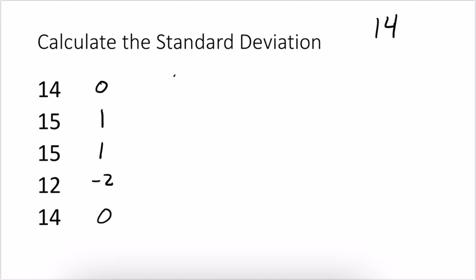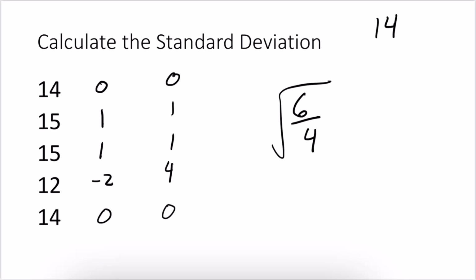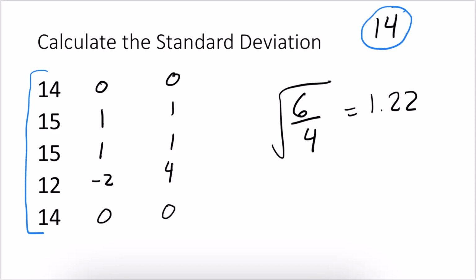When I square these numbers, I get 0, 1, 1, 4, and 0. And when I add them all up, I get 6. And I'm going to divide by 4 because there were 5 data points and 4 is 1 less than 5. And then I'll find the square root of that. And so when I do 6 divided by 4 and then find the square root, that gives me a standard deviation of 1.22. Now notice on this example, the mean was 14 and all of the numbers were pretty close to 14. And that gave us a standard deviation of 1.22.